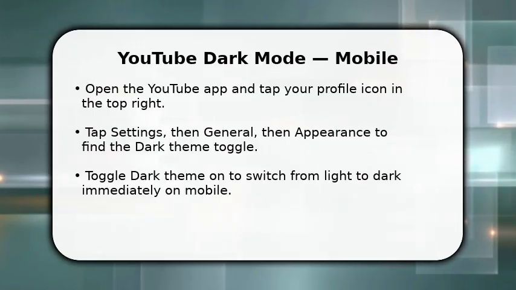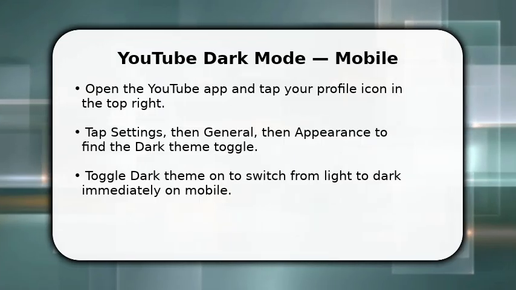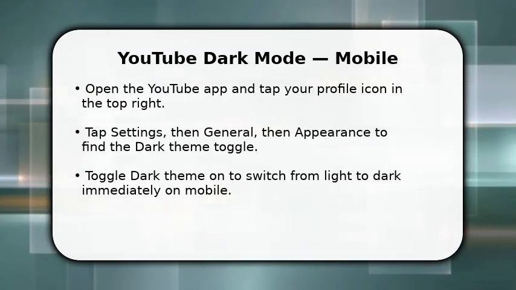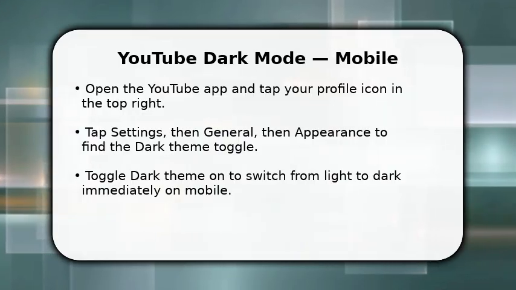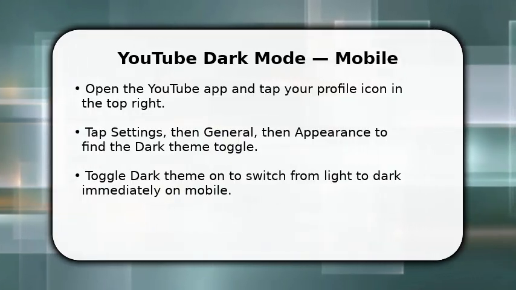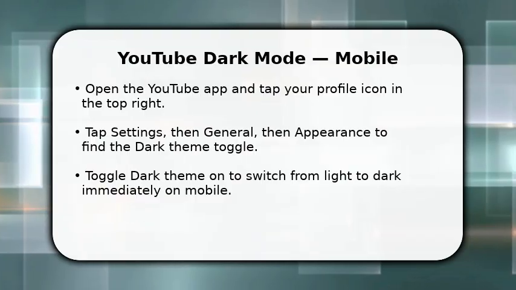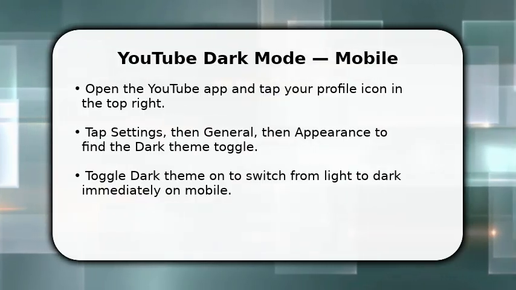Open the YouTube app and tap your profile icon in the top right. Wait 1 second for the profile menu to appear on screen. Tap Settings, then tap General to access app appearance controls. Tap Appearance and choose Dark Theme from the list of options.